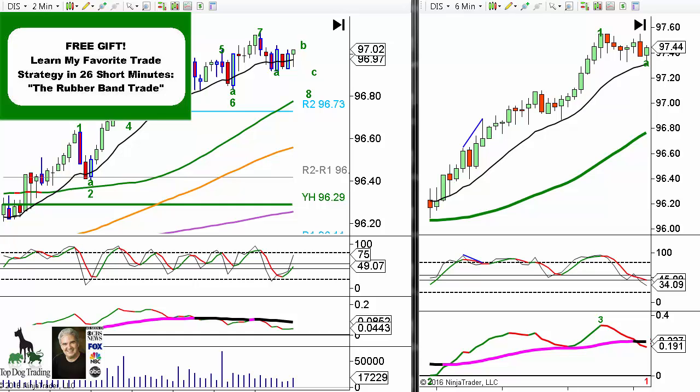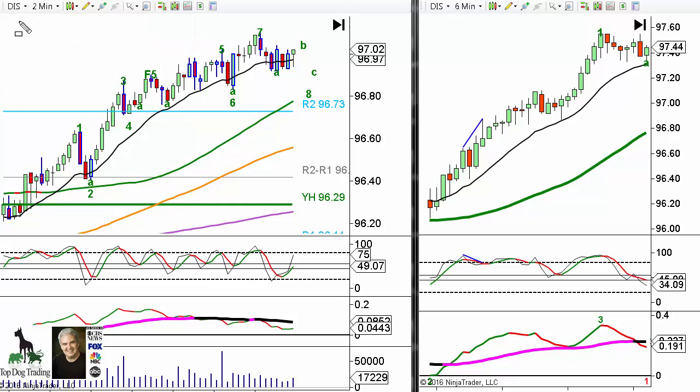Today we're going to talk about what I call the fractal energy, or the energy of scale. That is just a fancy term for using multiple time frames. When I talk about multiple time frames, we're looking at the same market, in this case the stock Disney, but with two charts up: the 2-minute chart here and the 6-minute chart over here. So we're looking at the same market from two different scales.